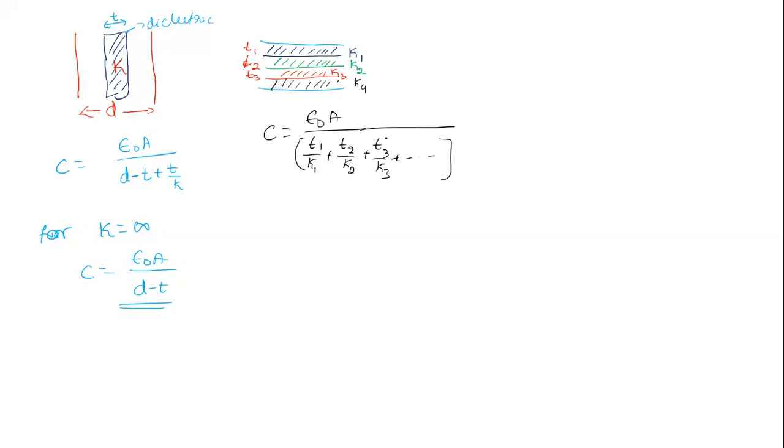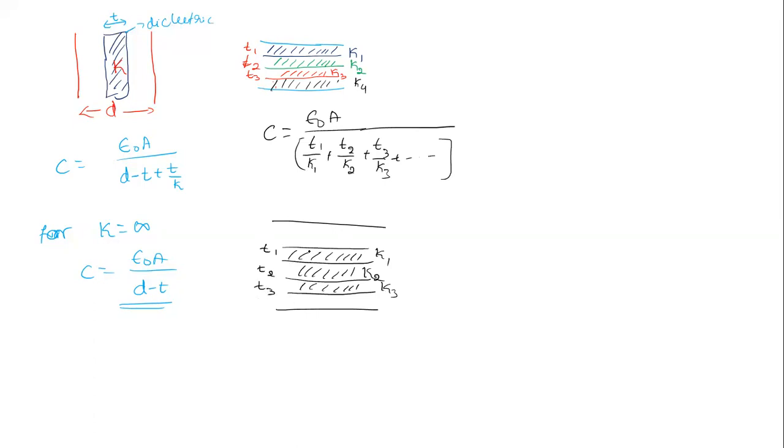Some materials are filled, and some gap is still there. This is one plate, this is the other plate. Here we filled one material K1, here another material K2, and here another material K3, with thicknesses T1, T2 and T3, but there is a gap. Look, it is not completely filled. We have left some gap between the plates. In this case, you need to use this formula again.